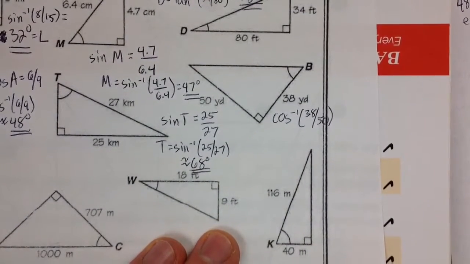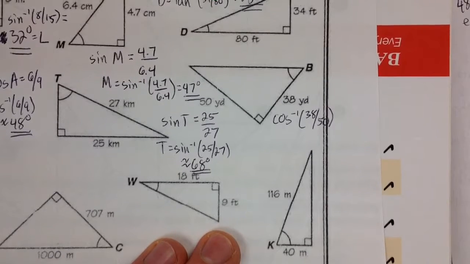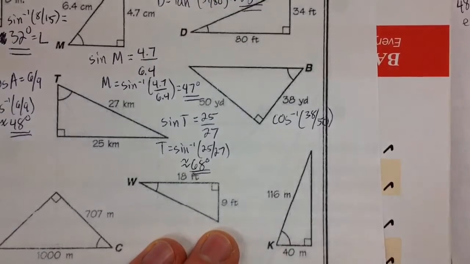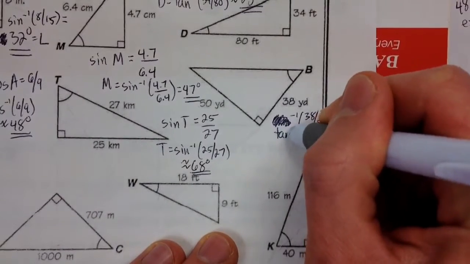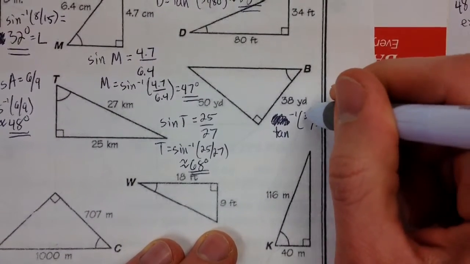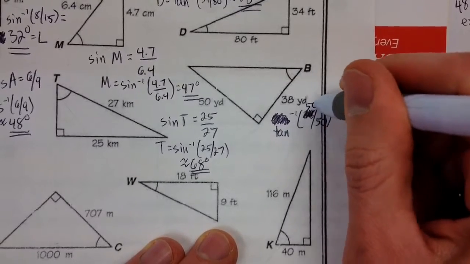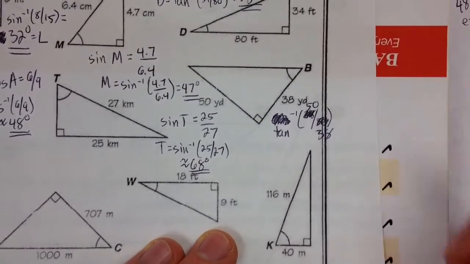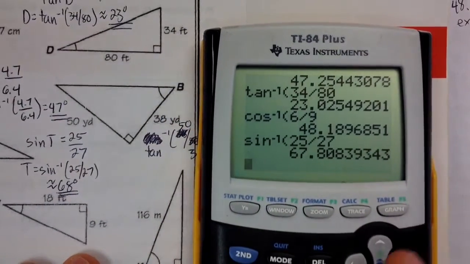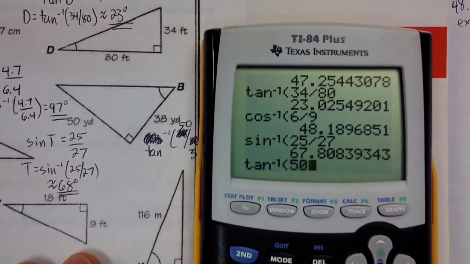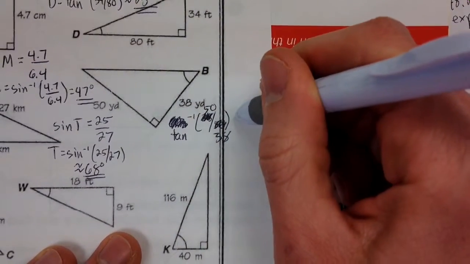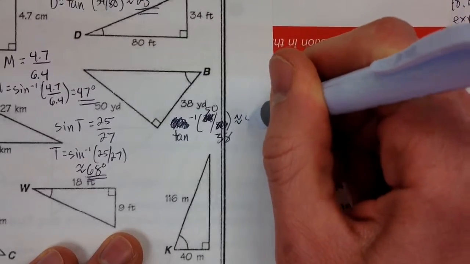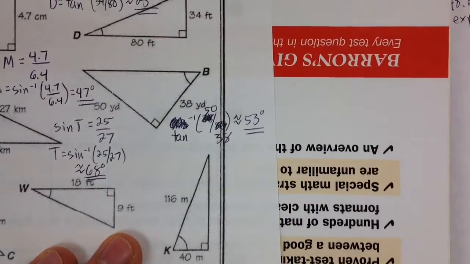Sometimes I speak too soon, though. So is 50 the hypotenuse? No, it is not. I meant to say inverse tangent. Inverse tangent, I think, is a better option here. And in that case, it would be 50 over 38. Yes. Okay, so choose the trig function appropriately. Inverse tangent of opposite over adjacent. The angle is 53 degrees, for which that's the case.